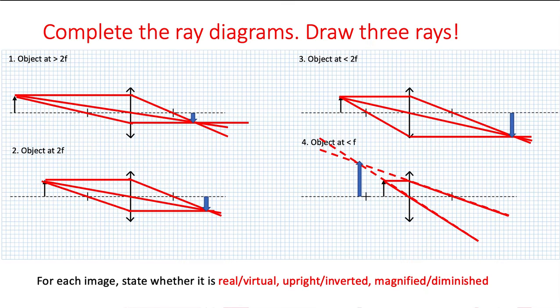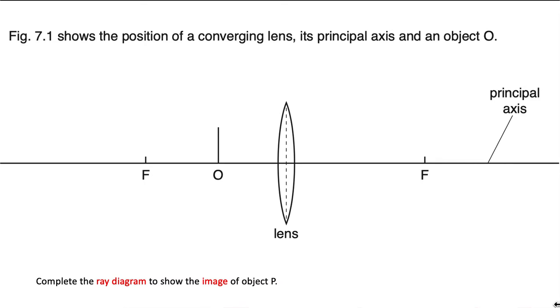So I picked 4 questions at random. I just wanted to see what kind of things come up when we look at ray diagrams in exams. Okay, so here's the first one. Basically, we have the same thing over and over again. We've got the position of a converging lens, principal axis, object O, and we're being asked to complete the ray diagram.